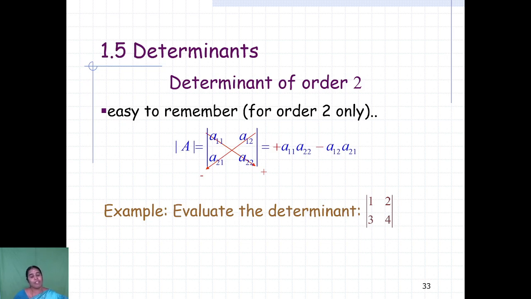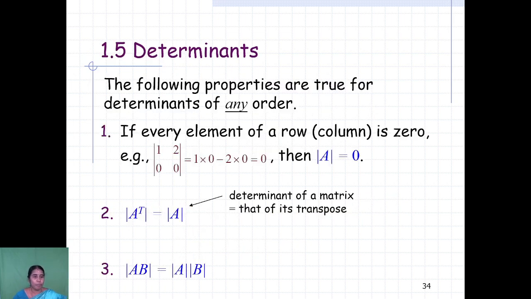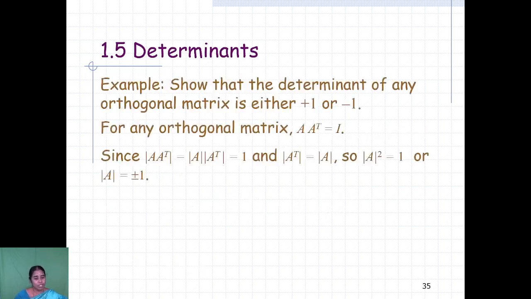For an example, evaluate the determinant of 1, 2, 3 and 4. We can evaluate it and find the value as minus 2. So a determinant value contains only a single value. The following properties are true for determinants of any order. First, if every element of a row is 0, that is, if a row contains all 0 elements, then modulus A is equal to 0. Second, modulus of A transpose is the same as modulus A. Third, modulus of AB is nothing but mod A times mod B.